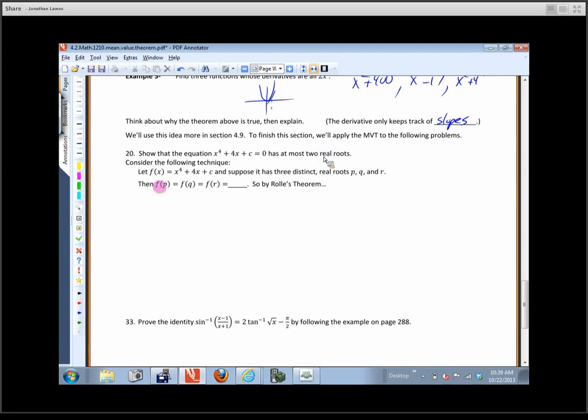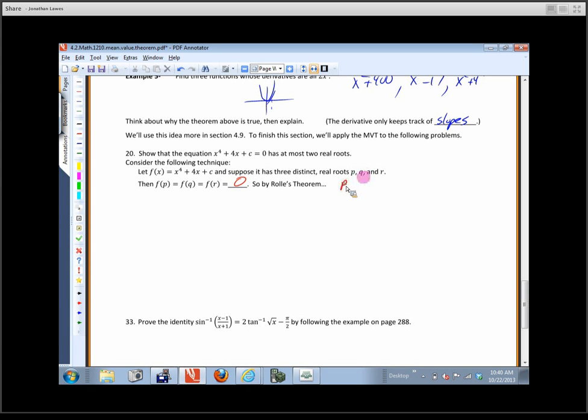Okay? So what we're going to do is take this function right here and suppose it has 3 distinct real zeros, and we're going to call them p, q, and r. This one says it has at most 2 real roots, or real zeros, or x-intercepts, however you want to talk about it. Let's assume there are 3. So what that means is, if each one of those is a root or a 0, that means f of p, f of q, and f of r are all equal to 0, because they'd be on the x-axis, right? Okay, so by Rolle's theorem, we can conclude this.